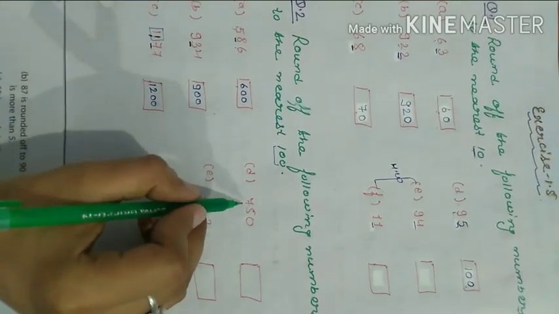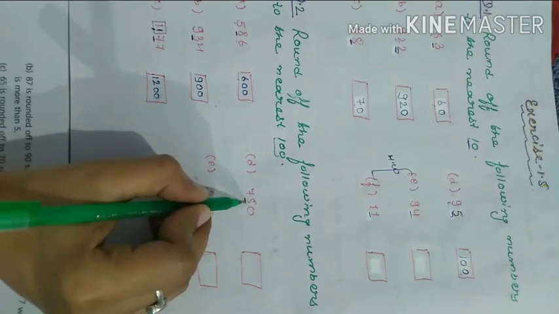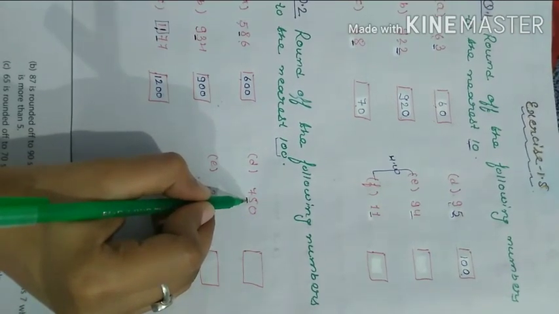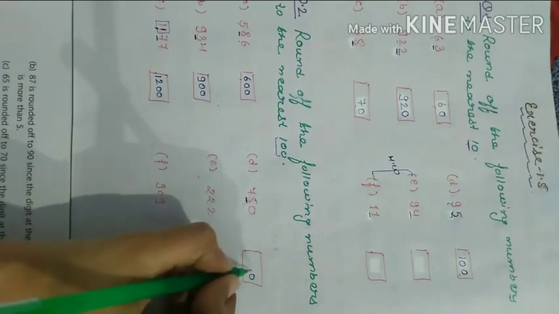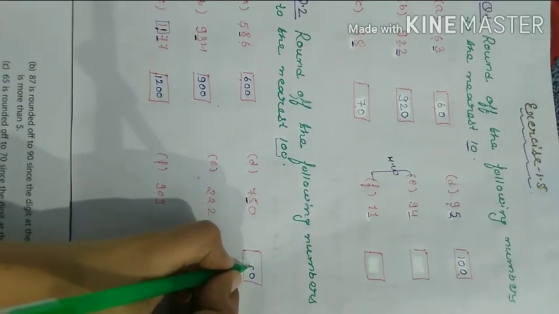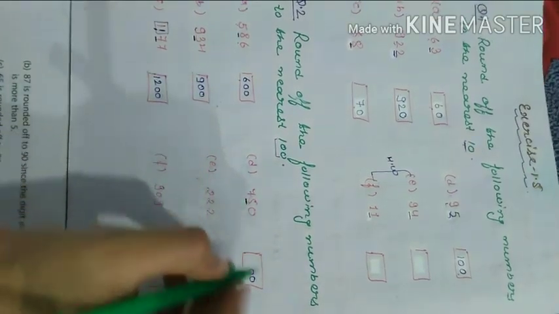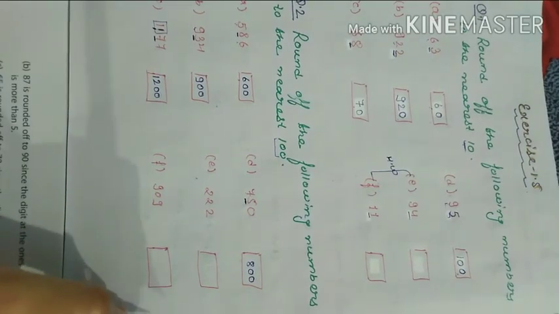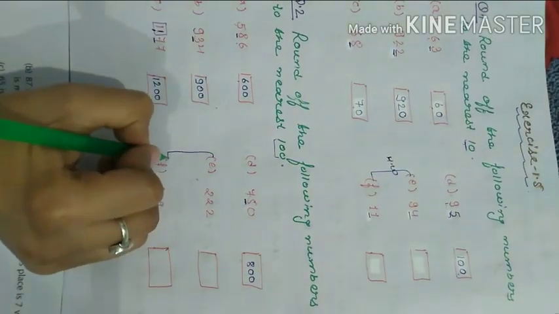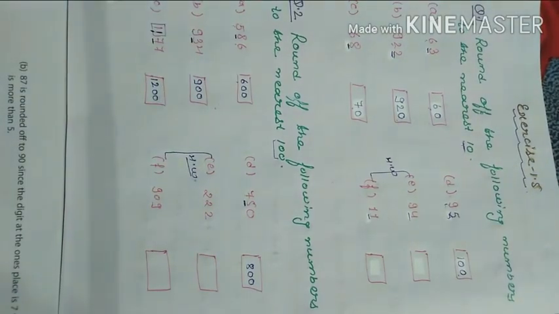Now students, let's see. Here the tens digit number is 5. So what we will do here? We will place 0 at ones place and 0 at tens place. Now we will add 1 to 7, so it will become 8. Okay. So these two questions are in homework. You will solve these questions on your own.